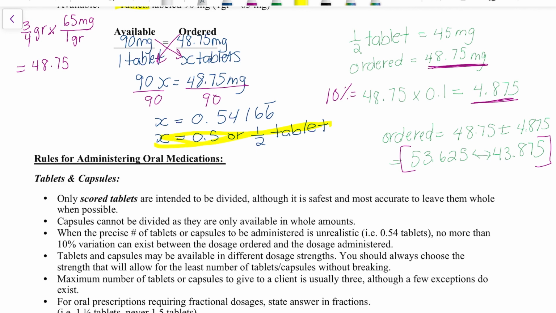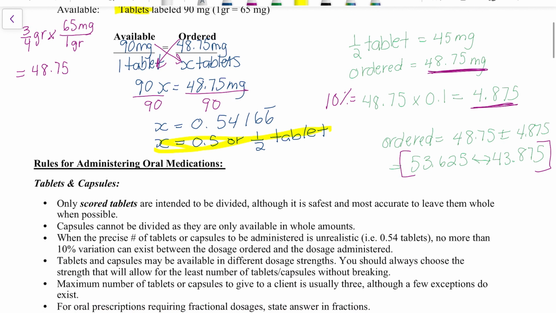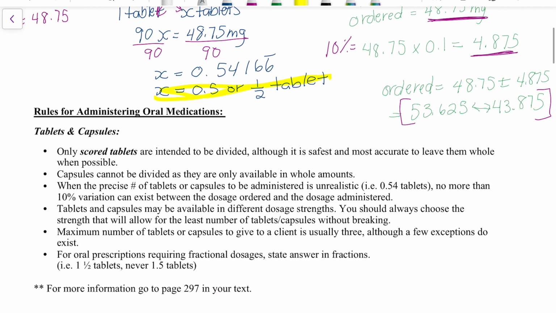Looking over all of those rules and what we've calculated as half a tablet, the only rule we're having an issue with is the fact that it's not a scored tablet. Other than that, it's not a capsule, so I don't have to worry about it being divided. We looked at our 10% variation, and it was within 10%. We only have the one dosage strength, so we don't need to choose between any. It's not more than 3, and we have stated it as a fraction. For more information on this, you can go to page 297 in your text, but we are going to do some more examples.